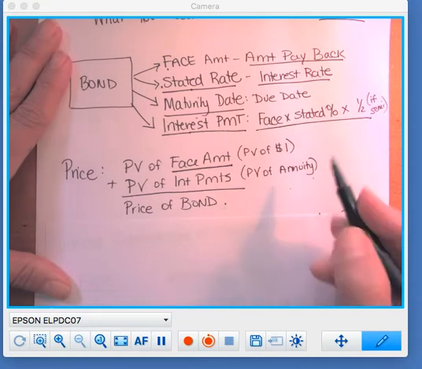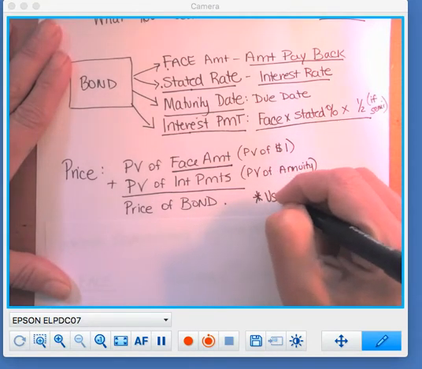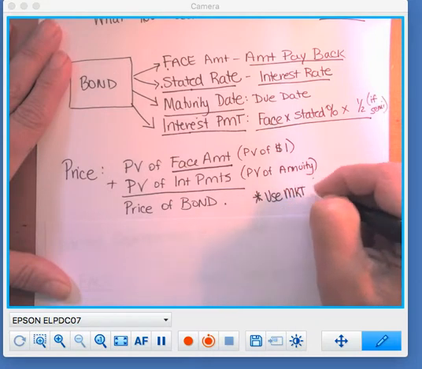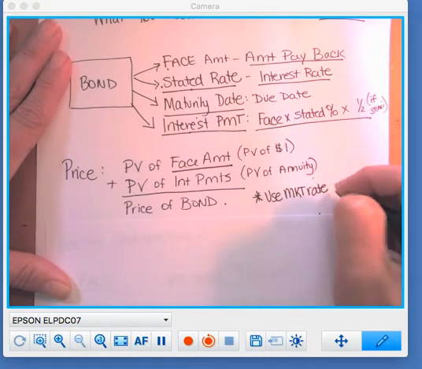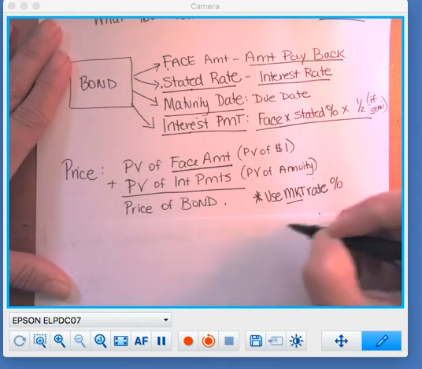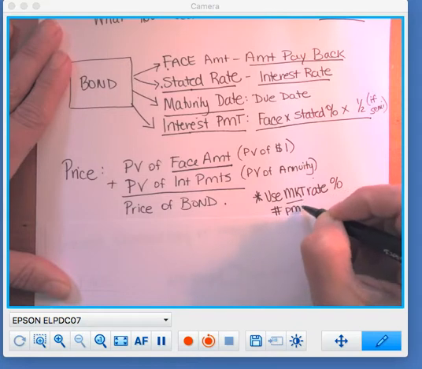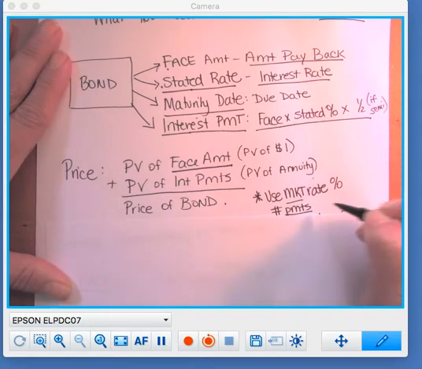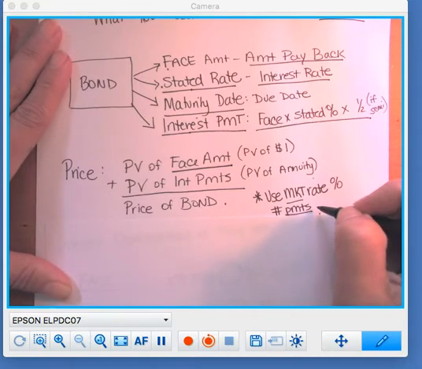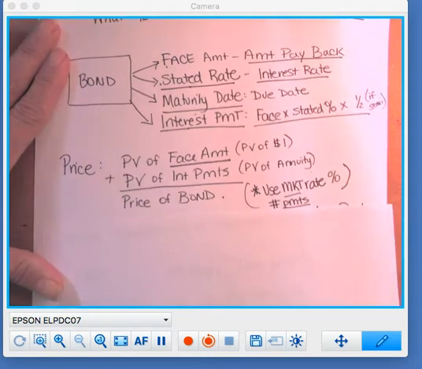Now, the thing you need to know here is that you're always going to use the market rate of interest when you use those charts. Always use market rate of interest, and be mindful of the number of payments when you look that up. If it's semi-annual, 5 years, then your number of payments would be 10. So be very careful to use these things when you use the charts.